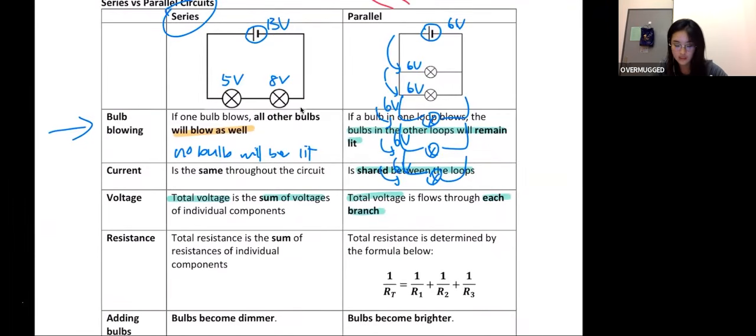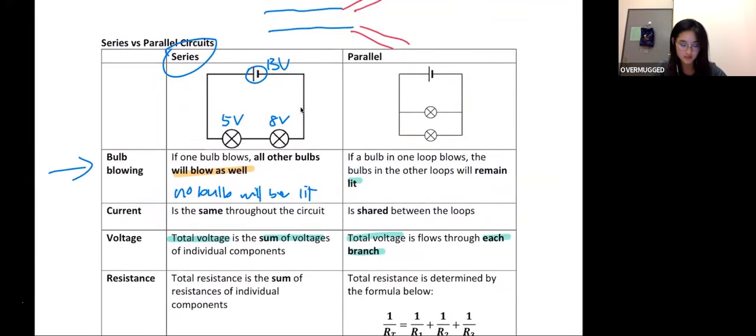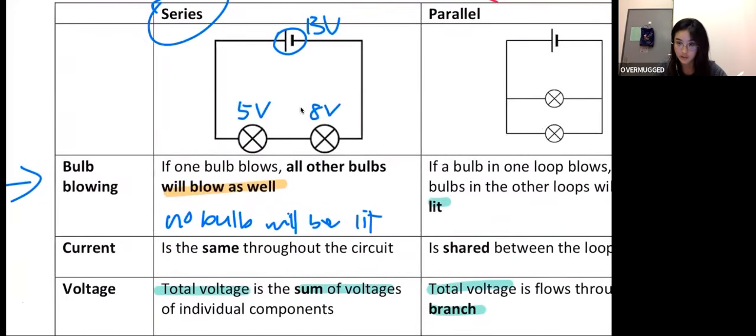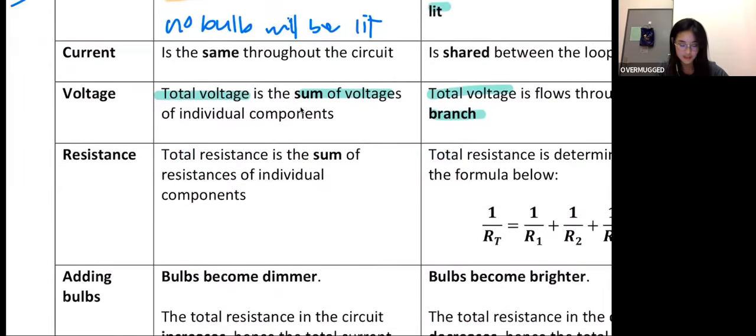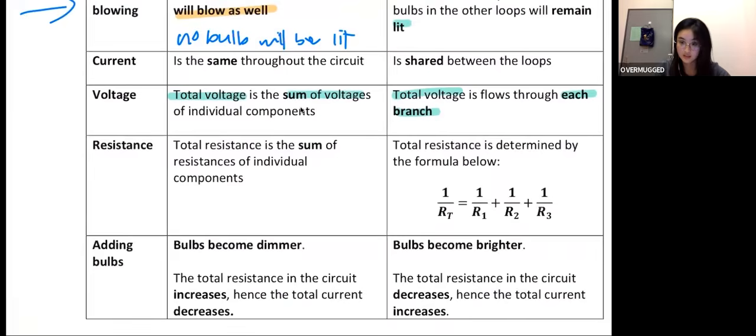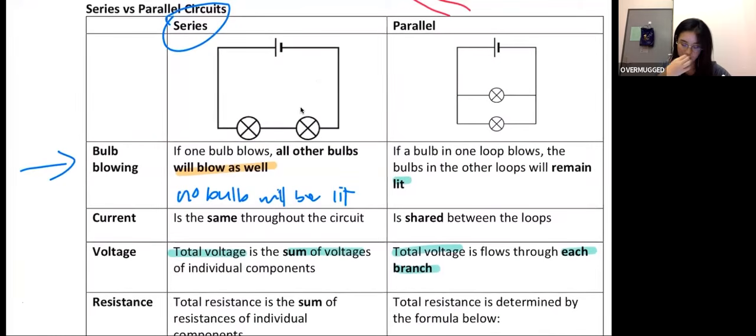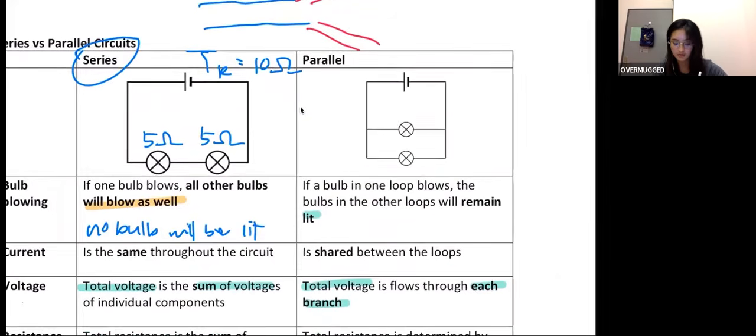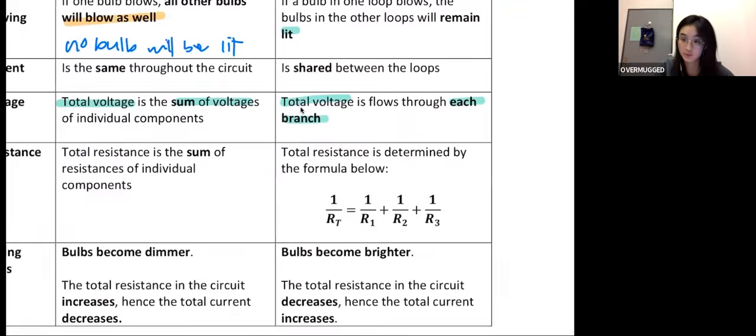Now the very last one we're going to talk about will be resistance. For series, it is similar to potential difference, which means the total resistance is a sum of individual resistances. So if here I have 5 ohms of resistance and here I have 5 ohms of resistance, my total resistance will be 10 ohms. But for parallel, it's slightly different. There is a formula to determine total resistance.